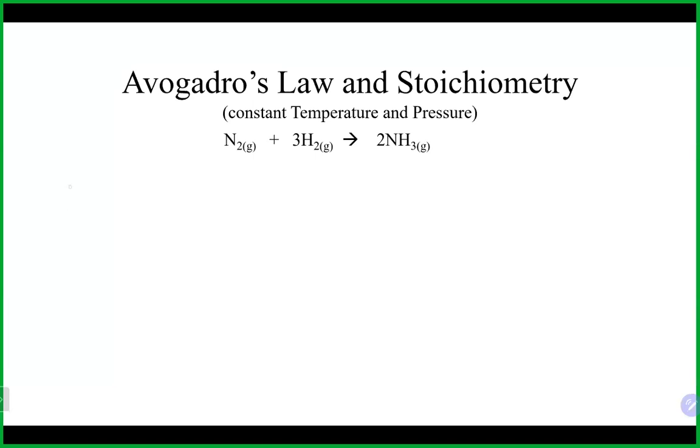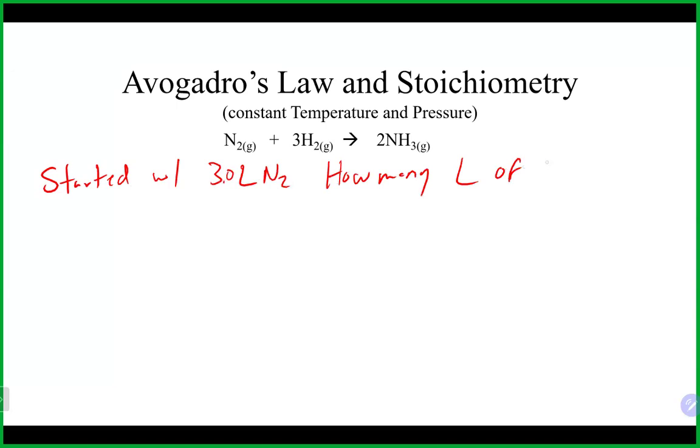So let's just say, for example, we started with 3 liters of N2, and we want to know how many liters of NH3 we would produce in this case. In a normal stoichiometry problem, as we'll talk about a little later on in this chapter, we would go through our grams to moles or mole to mole relationship and go into a gas law and solve it. But because this is at constant temperature and pressure, we could actually use Avogadro's law to our advantage.